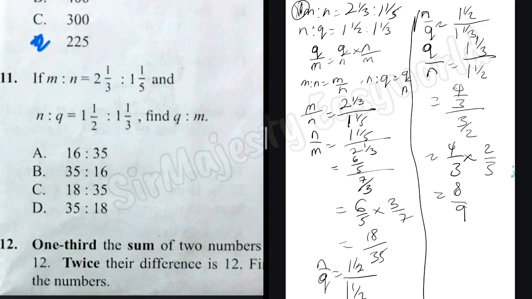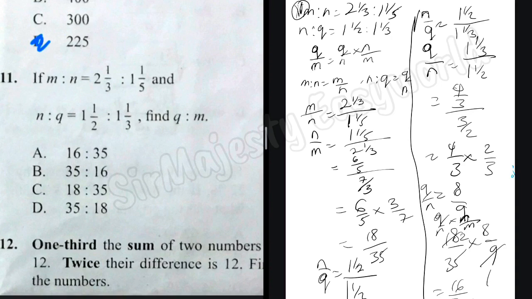So I need to multiply both of them together. That's 18 over 35 multiplied by 8 over 9. Taking that, this is q over n times n over m. And our q over n is obviously 8 over 9, and n over m is 18 over 35. So I need to divide this. Here it will give us 2. So this will give us 16. 2 times 8, that's 16 over 35. So therefore the ratio is 16/35. That's the ratio of q to m.